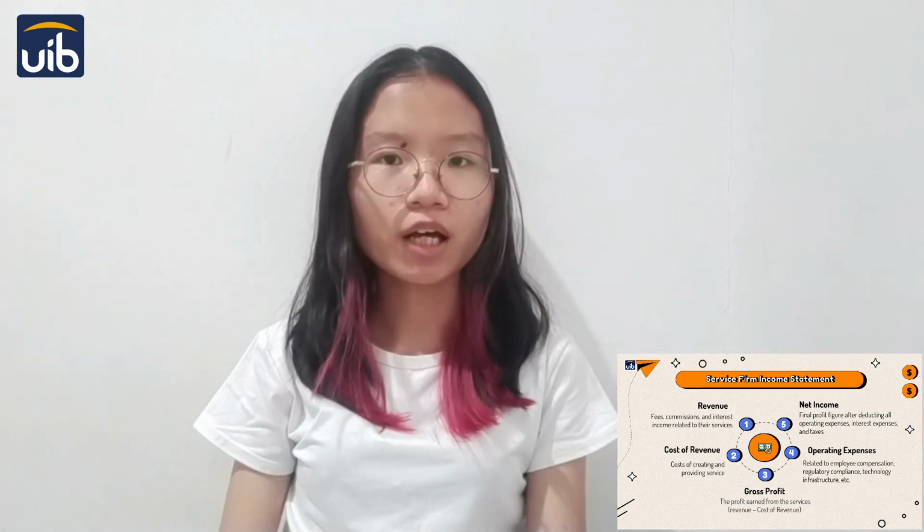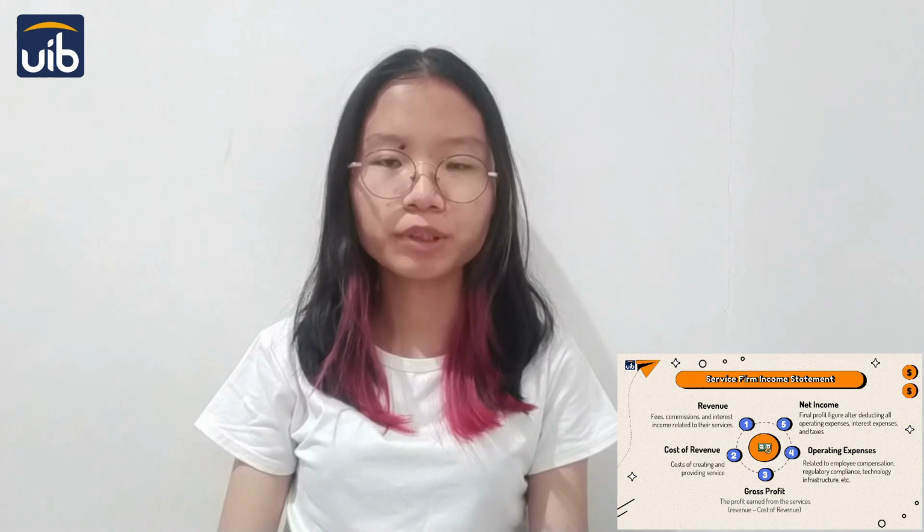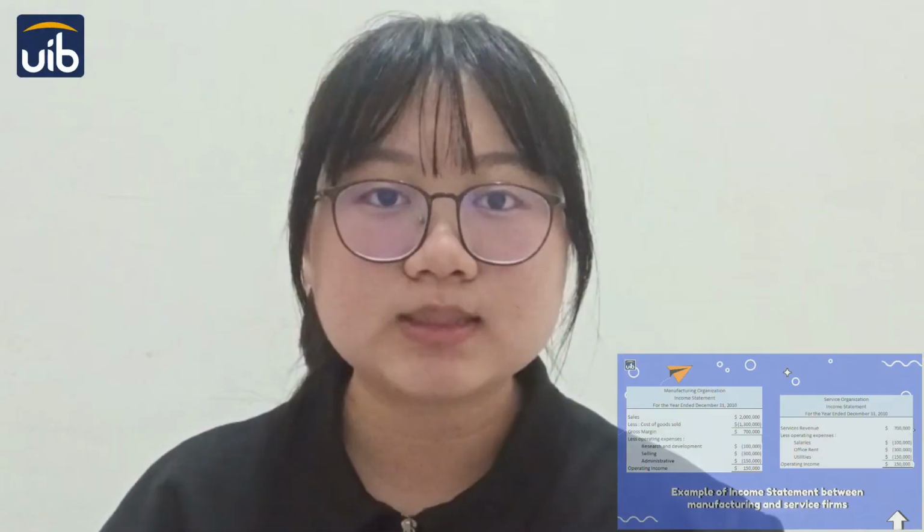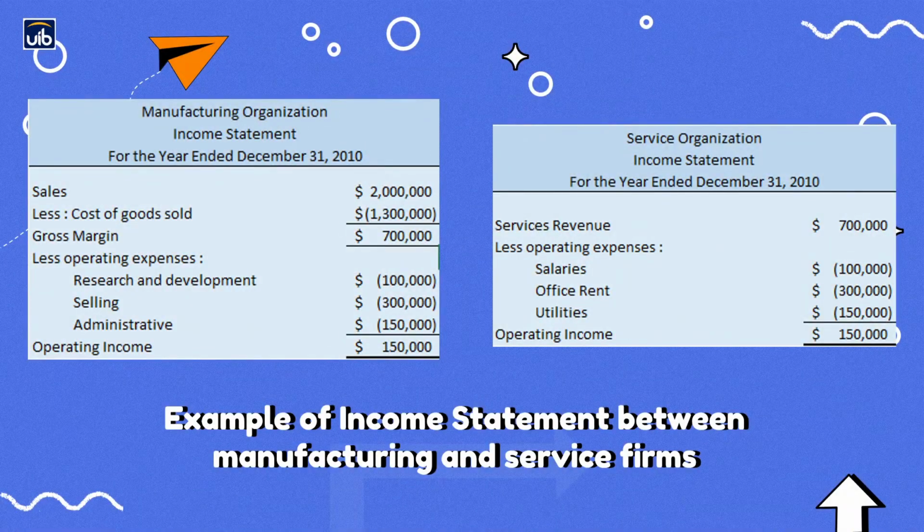For a better understanding, here we will show an example of income statement between a manufacturing firm and a service firm. Manufacturing companies have a line item for cost of goods sold, which is an expense account describing the cost of purchasing inventory and delivering it to the customers, while service companies do not have this line item. Example of income statement between manufacturing and service firm.